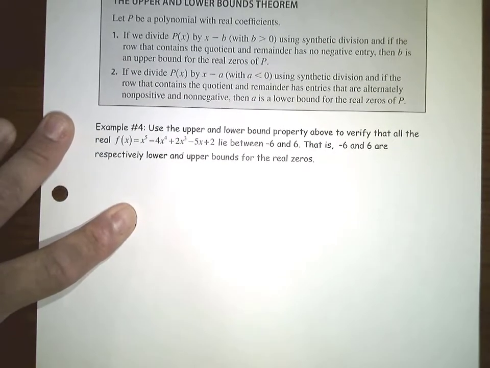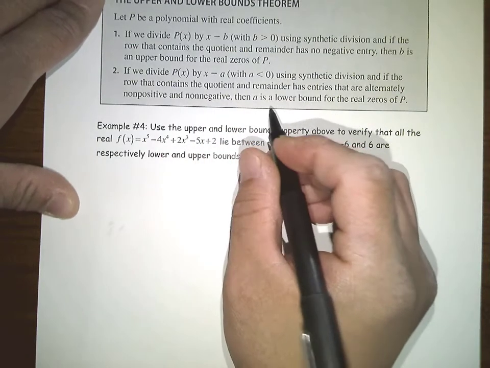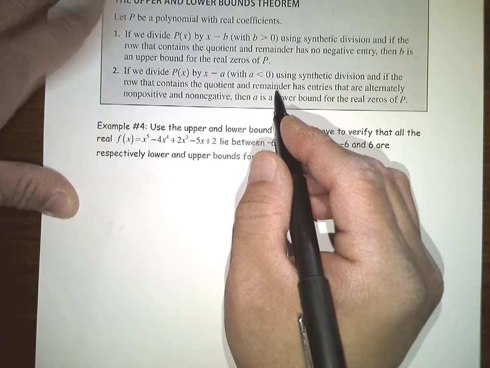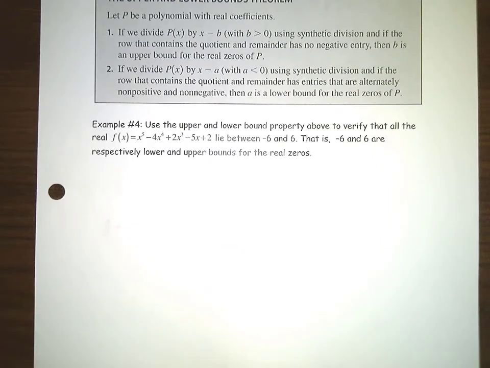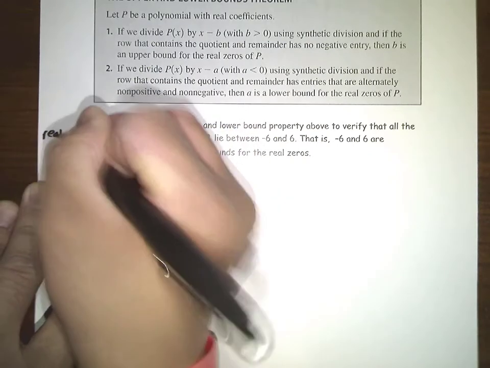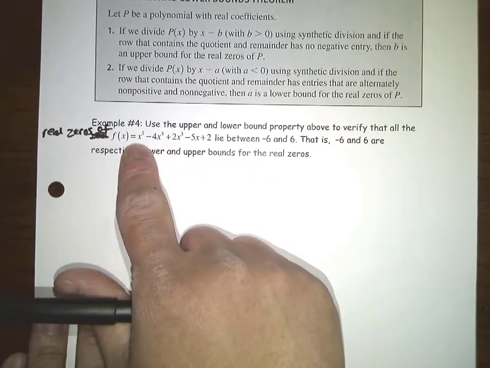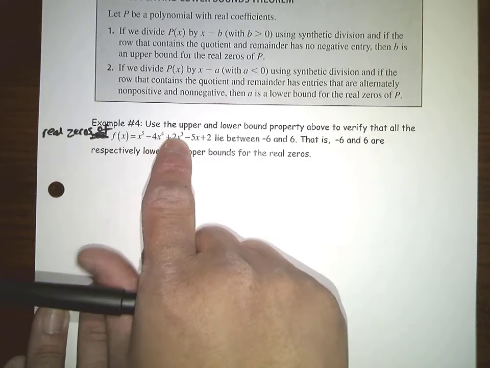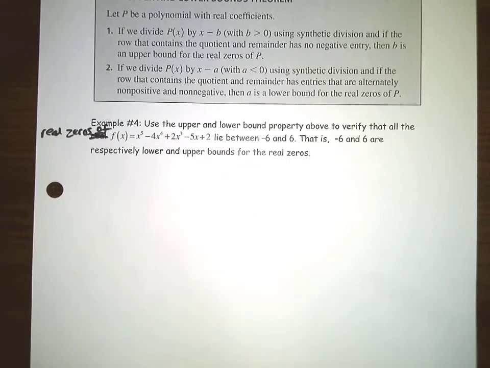So then similarly, if you divide p of x by x minus a, with a less than 0, using synthetic division, if the row that contains the quotient and remainder has entries that are alternately non-positive and non-negative, then a is a lower bound for the real zeros of p. So use the upper and lower bounds property above to verify that all the real zeros of f of x equals x to the fifth minus 4x to the fourth plus 2x to the third minus 5x plus 2 lie between -6 and 6. So that means that -6 and 6 are respectively lower and upper bounds for the real zeros.